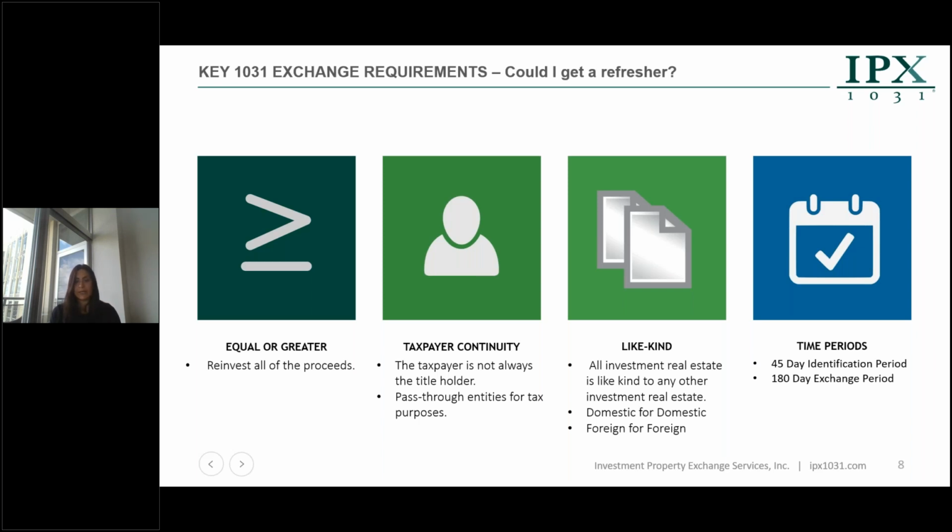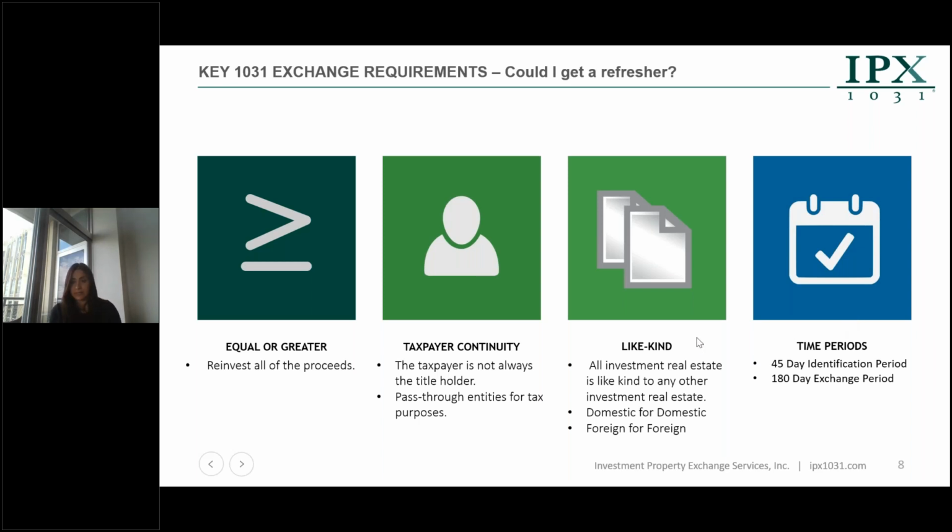The like-kind requirements I've talked about. The rule is that the property you're buying has to be like-kind to the property that you're selling, but the like-kind requirements are actually very broad. All investment real estate is like-kind and can be exchanged for any other type of investment real estate.